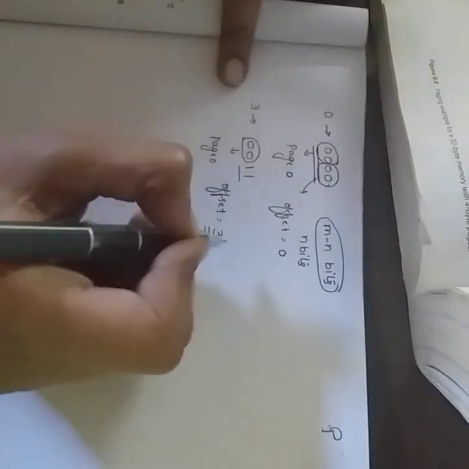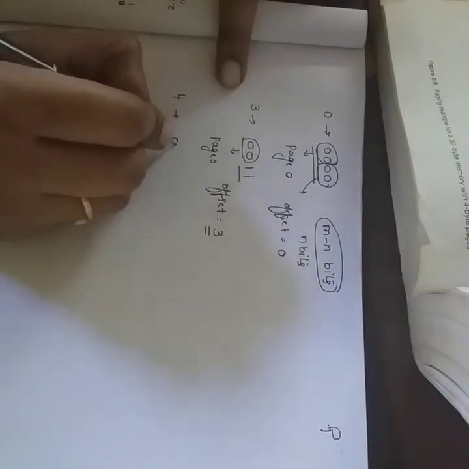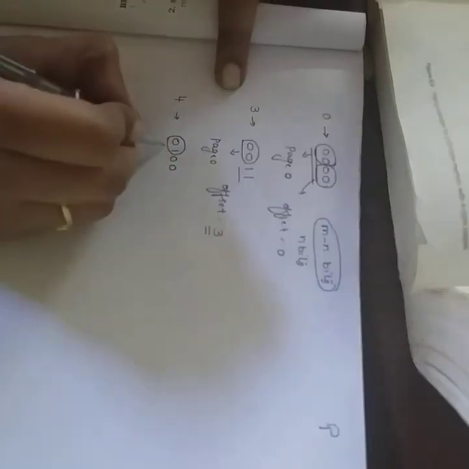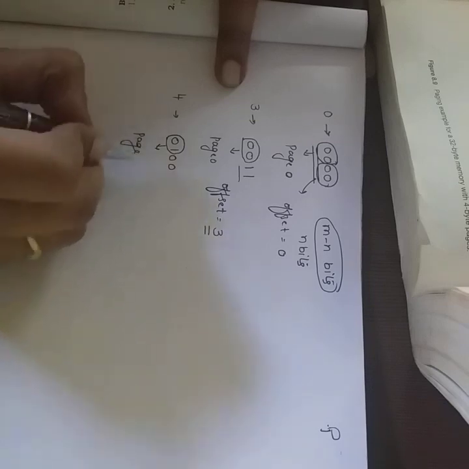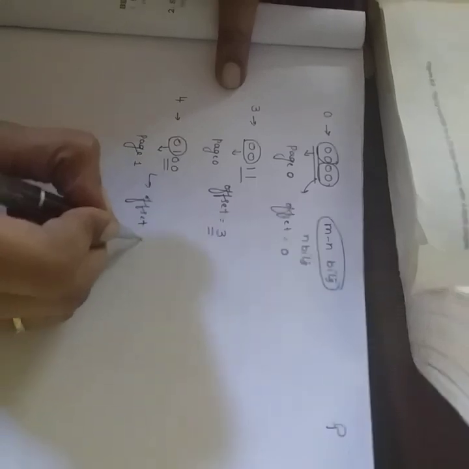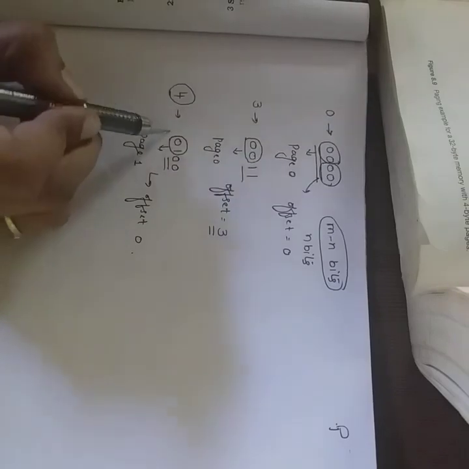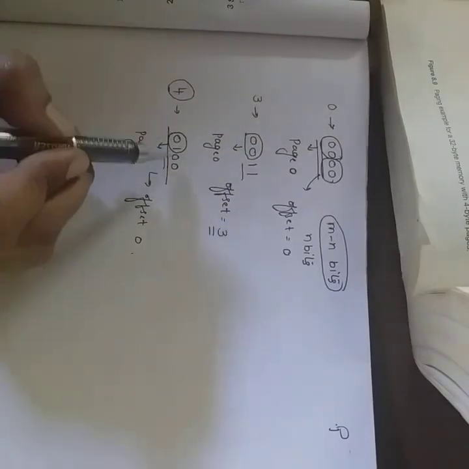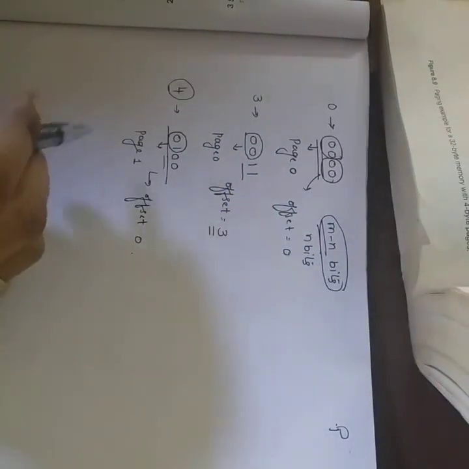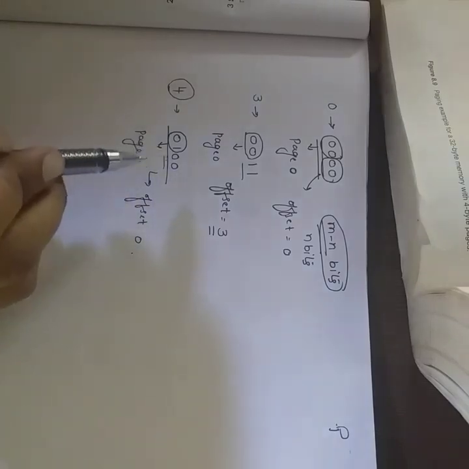Offset is 3. Similarly, you can take 4. 4 is represented in binary as 0 1 0 0. These two bits represent the page number. This is page 1, and offset is equal to 0. Understood? So first you represent the logical address in binary: the higher order m minus n bits represent the page number, then the lower order n bits represent the offset.